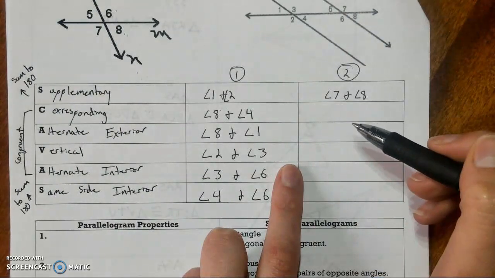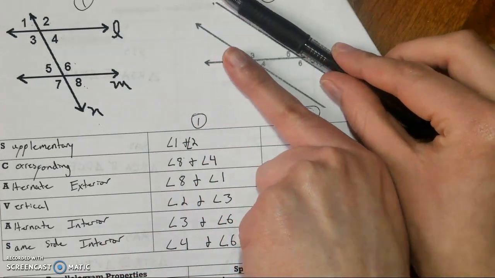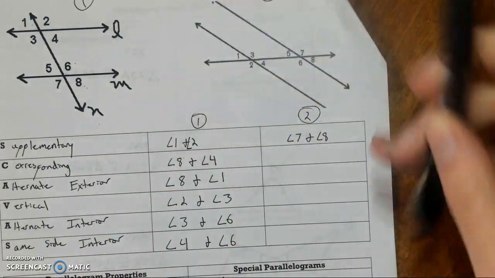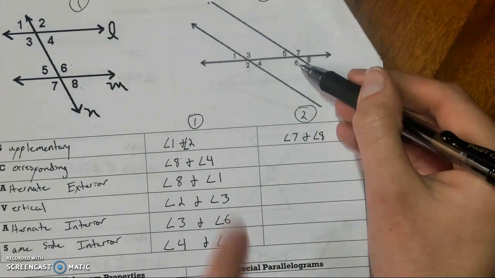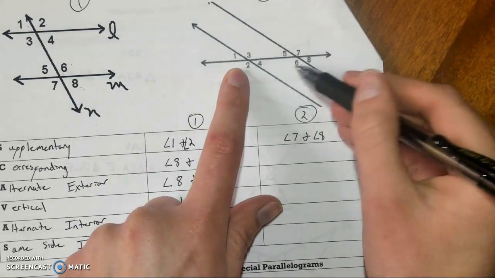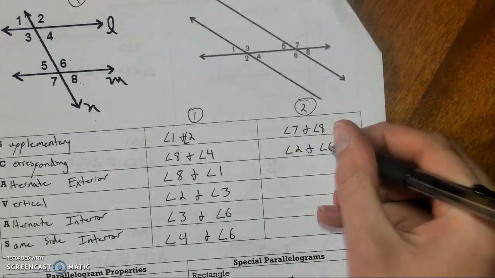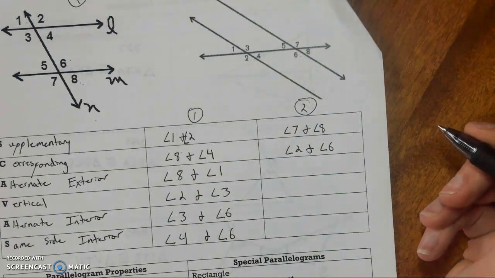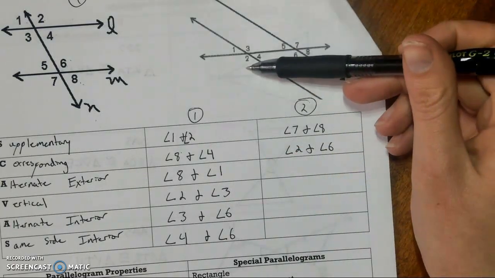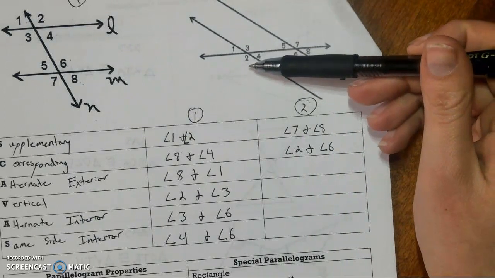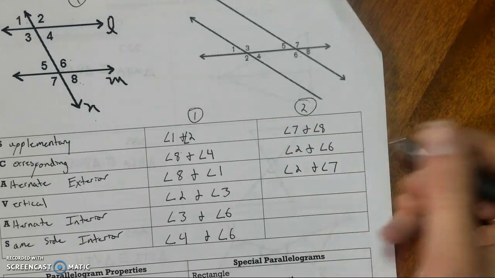Corresponding, we do same side skip. So I see for this one, the parallel lines are here and the transversal is right there. So if I'm doing same side skip, that would be like 2 and 6. So I skipped 4, but on the same side is 2 and 6. So angle 2 and angle 6. And then I see we have alternate exterior. So alternate, opposite, and on the outside, that would be like 2 and 7. Angle 2 and angle 7.